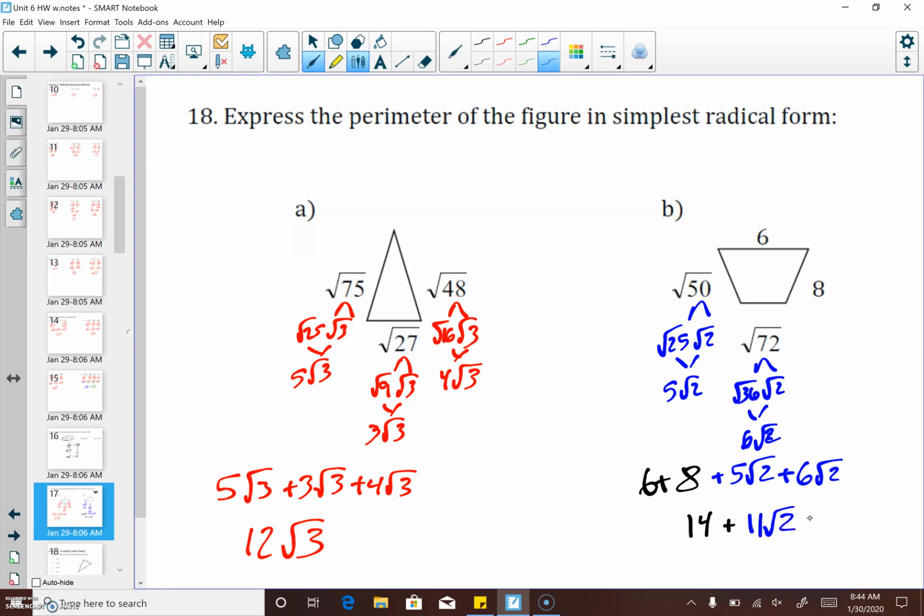And because one of them has a radical and one of them does not, we know those are going to stay right there. And that's going to be our homework on adding and subtracting radicals.